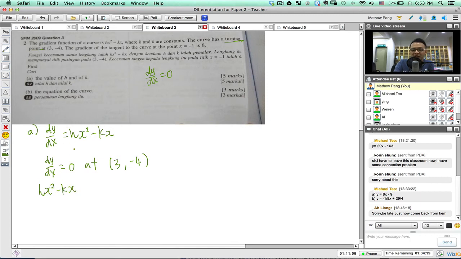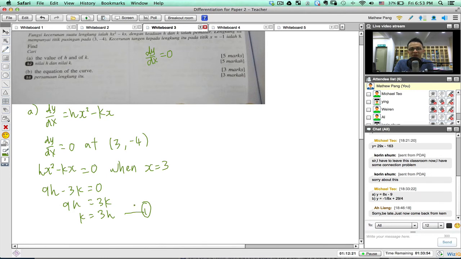So what I will do is hx squared minus kx. No need to differentiate this one. One more time, equals 0 when x equals 3. So I substitute into here and I will get 9h minus 3k equals 0. Then I make one of them the subject, because later I can substitute. So 3k equals 9h, so k equals 3h. I'm going to call this number 1, because later I need to substitute it in to get h and k.